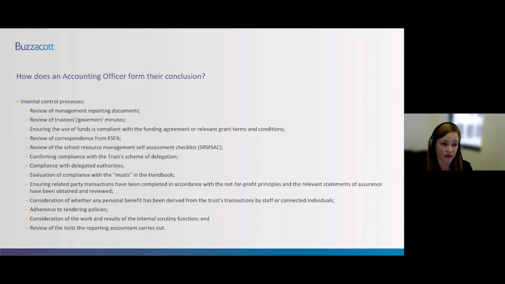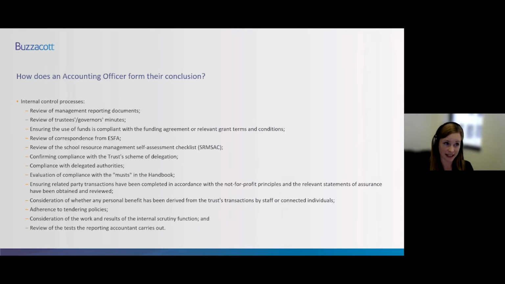And finally, review of the tests that the reporting accountant, i.e. the external auditor, has carried out to provide evidence to support their own conclusion on regularity. And we'll look at that in more detail in the second part of this webinar. So those are the areas that the accounting officer should be assessing throughout the year.